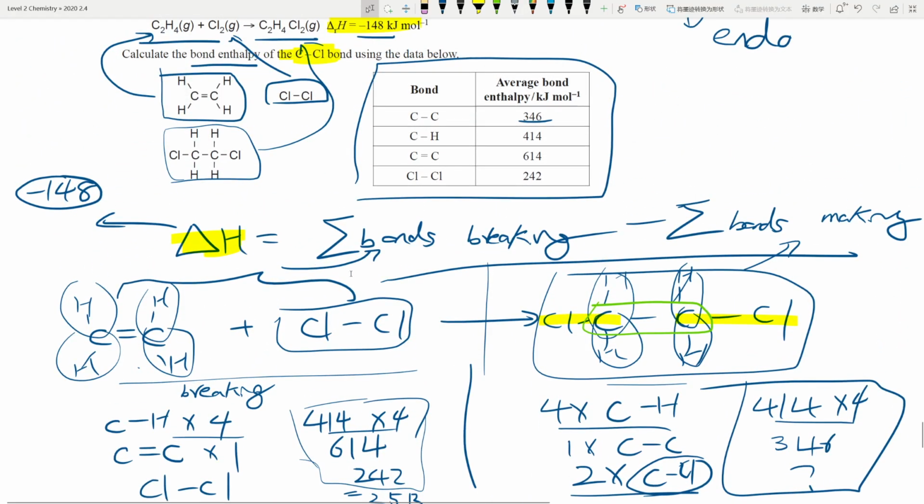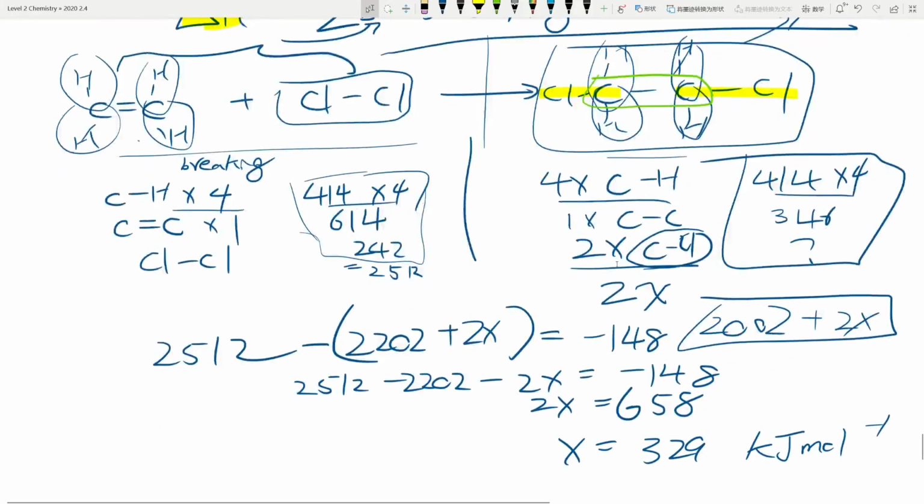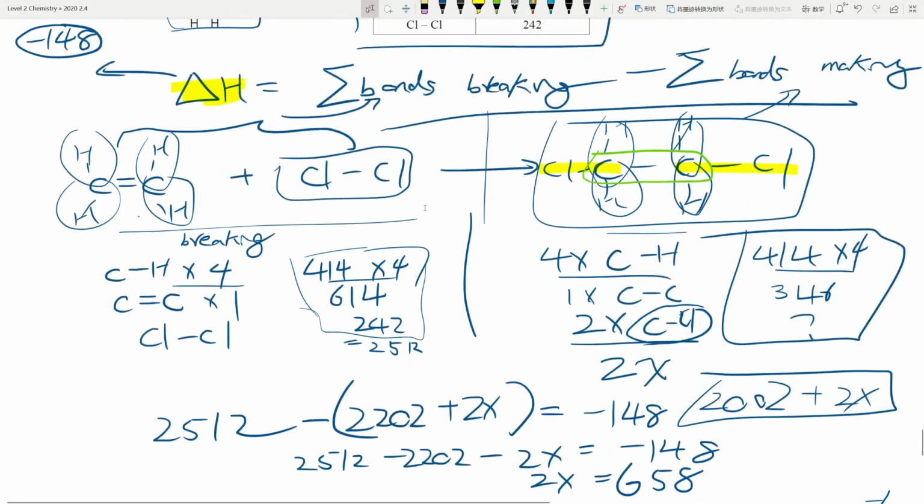And normally sometimes they ask you to figure out the change of enthalpy, but in this case it gave you the change of enthalpy and asked you to figure out one of the bonds. So you just write down the equation as you see from here. Sorry, it's a bit messy, but you can write down the equation from here, and then this is pretty much just that. So 2512 is the bonds breaking. This thing that I'm highlighting right now is bonds making. Negative 148 is the change of enthalpy, which is given in the question, and then just use your mathematical skills to figure out what X is.